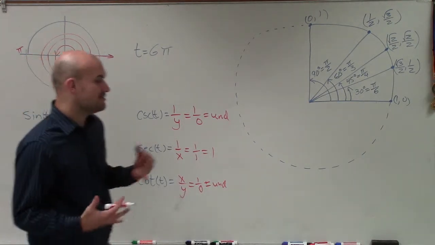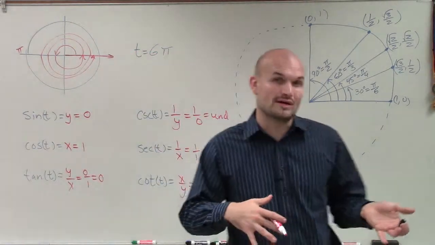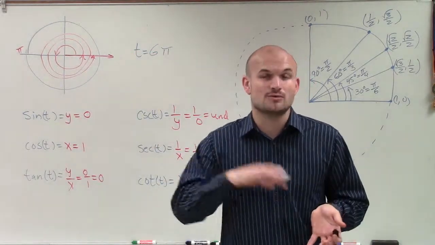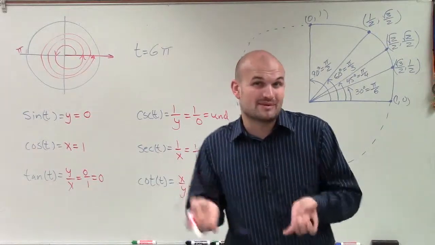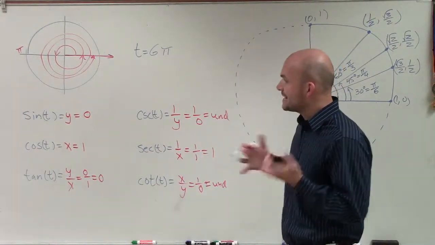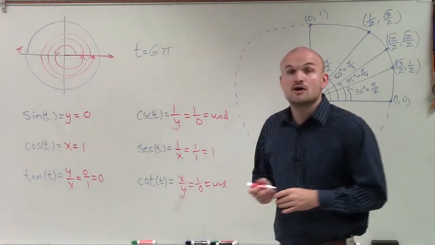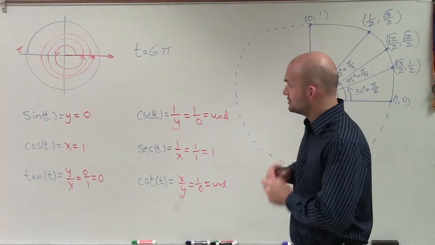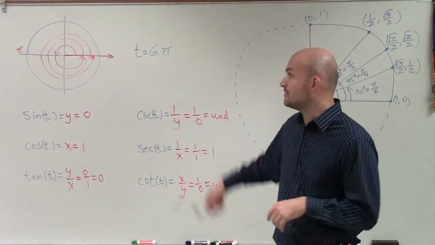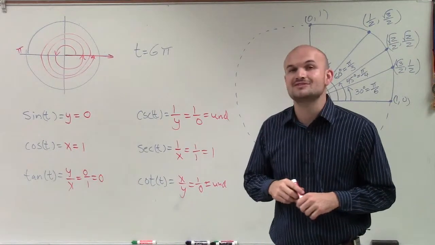So again, ladies and gentlemen, the main important thing is we want to determine where the angle lies and where it's going to intersect the unit circle. Then we take that point and determine the x and y coordinates to help us evaluate our trigonometric functions. So there you go, ladies and gentlemen. That's how you evaluate the 6 trigonometric functions when given a real number as your angle. Thanks.